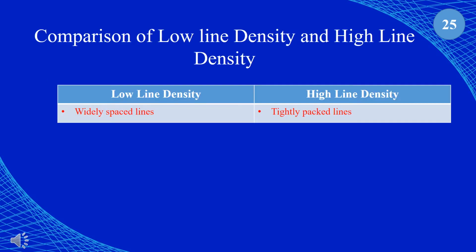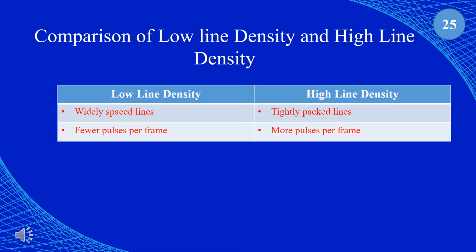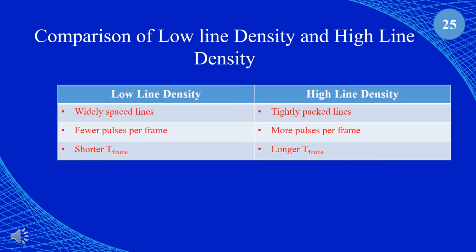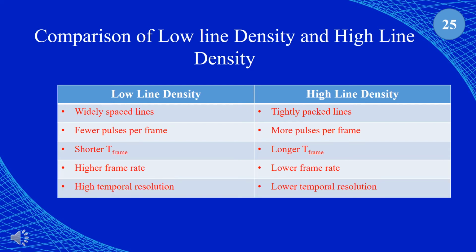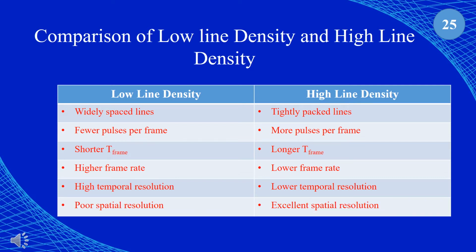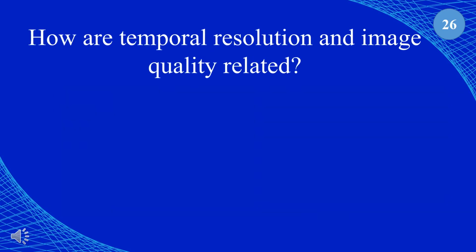Comparison of low line density and high line density. Low line density has widely spaced lines. High line density has tightly packed lines. Low line density has fewer pulses per frame. High line density has more pulses per frame. Low line density has a shorter T frame, while high line density has longer T frame. Low line density has a higher frame rate, while high line density has a lower frame rate. Low line density has a high temporal resolution, while high line density has a low temporal resolution. Low line density has a poor spatial resolution, while high line density has an excellent spatial resolution. How are temporal resolution and image quality related?